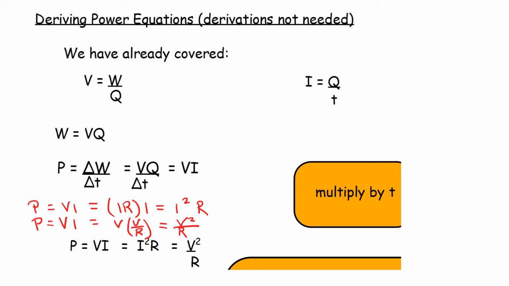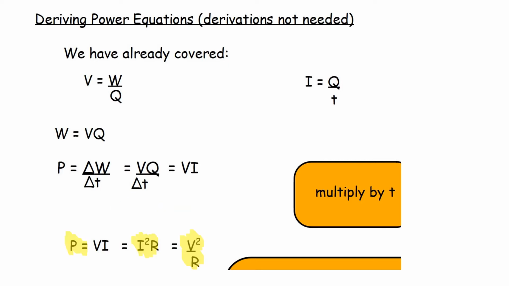Here's a third one. P equals VI, which is equal to V multiplied by V over R, which equals V squared over R. So we've substituted in for I, instead of I, we've written V over R, and so the equation becomes V squared over R. So that's our third equation for power. And so we have power equals V times I, which equals I squared R, which equals V squared over R. So 3 different equations depending on what we're given and what we need to find.